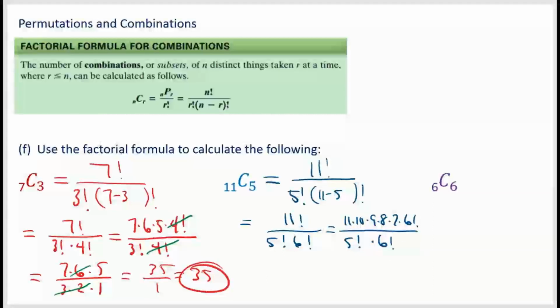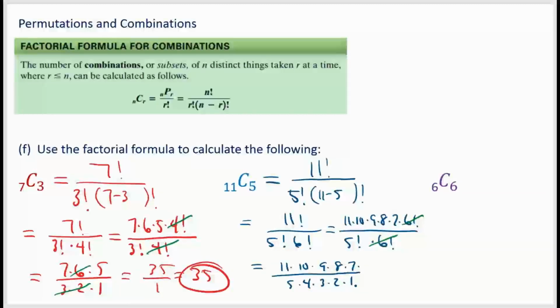Okay, what am I going to do now? I'm going to cancel the 6 factorials. They, boom, cancel each other out. Then I continue to simplify. So that's 11 times 10 times 9 times 8 times 7 divided by 5 times 4 times 3 times 2 times 1.